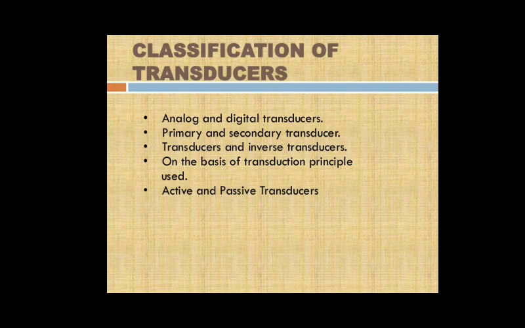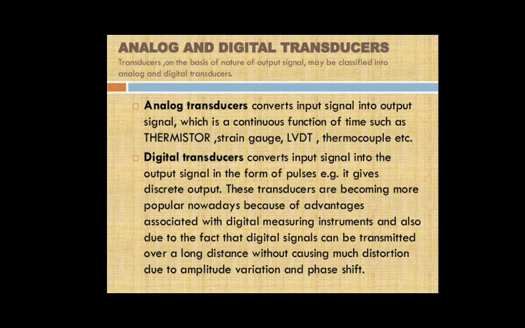Transducers can be classified as analog and digital transducers, primary and secondary transducers, active and passive transducers. There are other types of devices which convert electrical signals to other forms of energy, which are called inverse transducers. Analog transducers are those which convert input signals to continuous output signals. Examples are thermistor, strain gauge, etc. We'll talk about these transducers later. Digital transducers are those which convert input signals to discrete or pulse output.